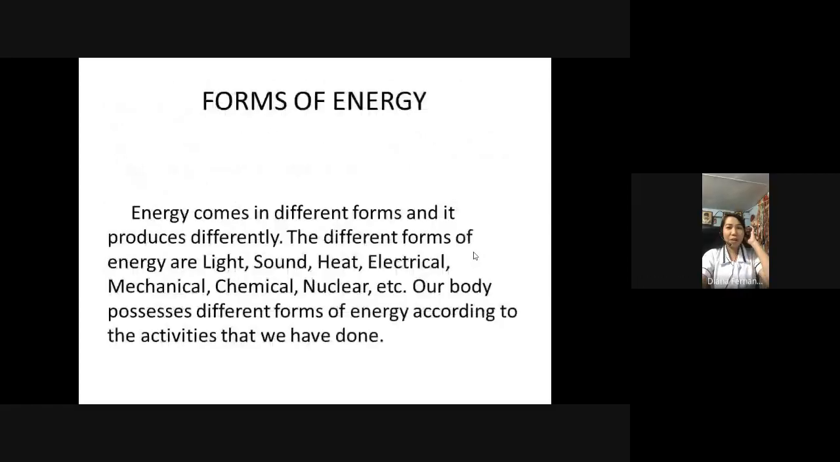Alright, so let us come now to our lesson for today. And that is all about forms of energy. So energy comes in different forms and it produces differently. The different forms of energy are light, sound, heat, electrical, mechanical, chemical, nuclear, etc. So there are a lot of different forms of energy. Our body possesses different forms of energy according to the activities that we have done.